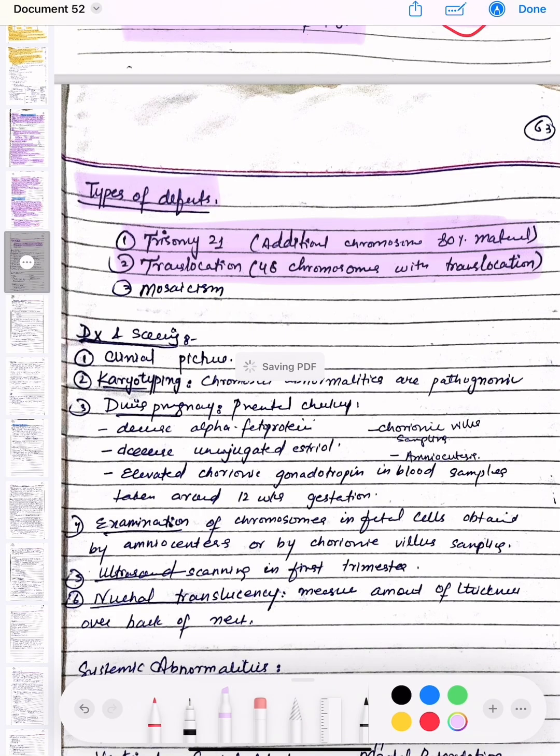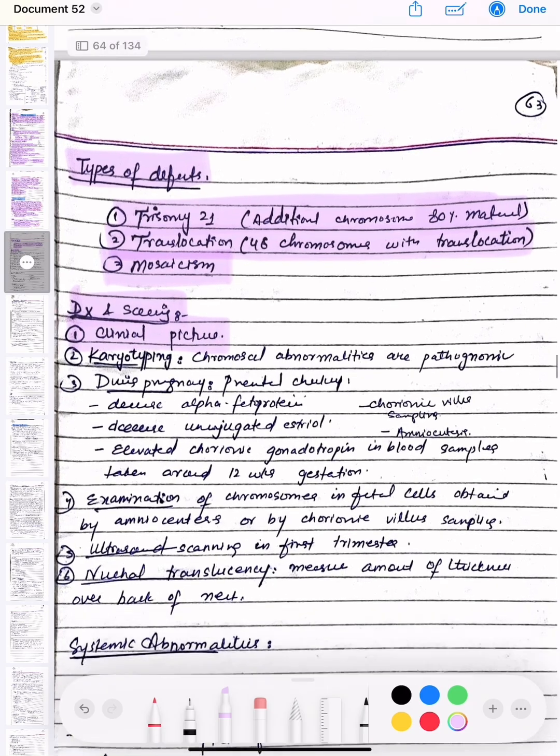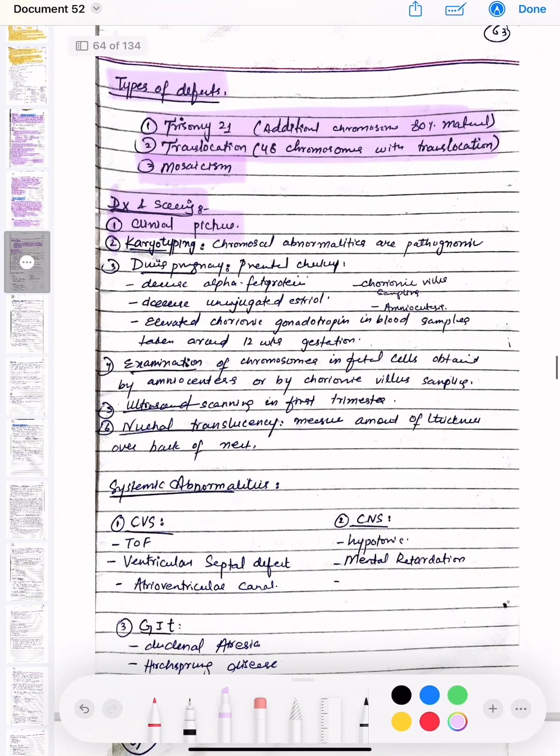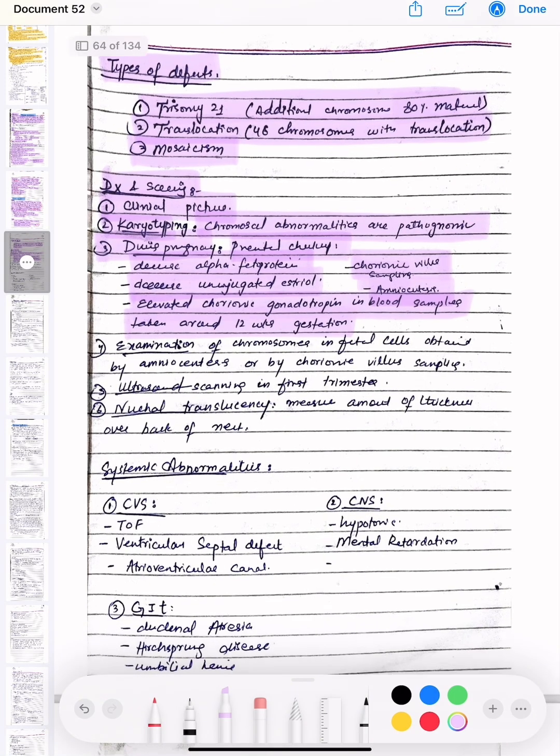Now the diagnosis and screening of Down syndrome is done as follows. First of all, the clinical picture is seen, that is, the clinical investigations are done. Then after the clinical investigations, karyotyping is done, as the chromosomal abnormalities are pathognomonic. Then during pregnancy, prenatal checkups are done: decreased alpha-fetoprotein, decreased unconjugated estriol, and elevated chorionic gonadotrophin in blood samples taken around 12 weeks gestation, chorionic villus sampling, and amniocentesis. These are the investigations done during pregnancy.